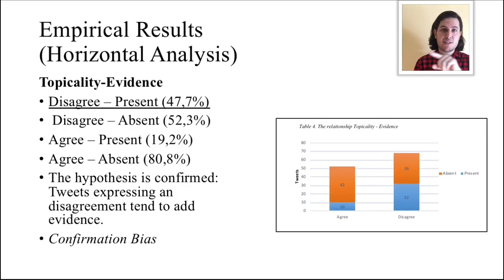Now we get to horizontal analysis. This is crucial because we can see the relation between the tags rather than the labels of a certain tag. So we have to deal with the topicality evidence relationship. Here I could actually manage to confirm the hypothesis. Tweets expressing a disagreement tend to add evidence. And as you can see, in all the tweets that express disagreement and presented an evidence, almost 50%, 48% of the tweets. And this was really significant because I could finally confirm my hypothesis.